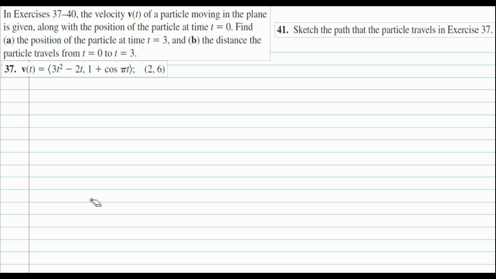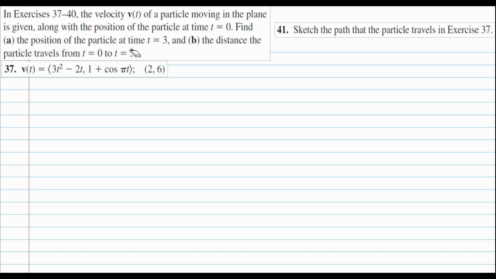The now try problem actually asks us to do number 37 and 41. So let's start with number 37. The velocity v of t of a particle moving in the plane is given, along with the position of the particle at time t equals 0. Find a, the position of the particle at time t equals 3, and b, the distance the particle travels from t equals 0 to t equals 3.